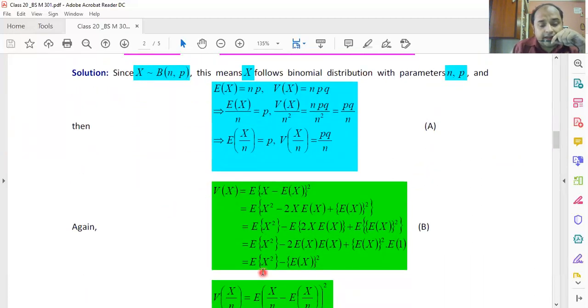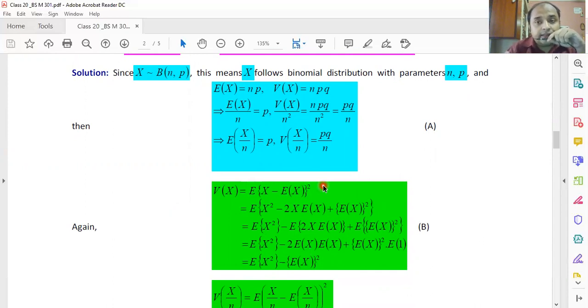Variance of X is defined as E of X square minus EX whole square. Several times we have used it, but the actual definition of variance is this: expectation of X minus EX whole square. What do we mean by that? What is the meaning of variance?